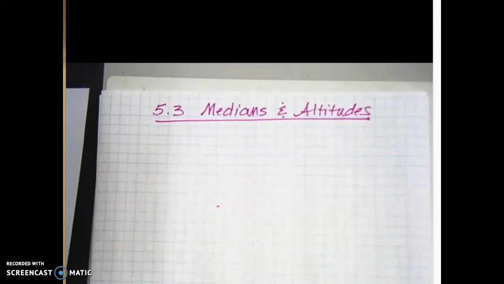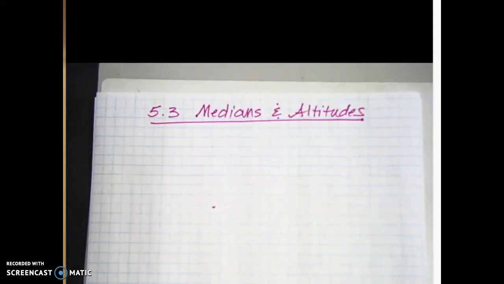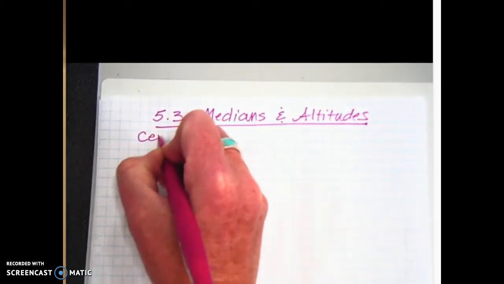The third section of chapter 5 is going to be talking about medians and altitudes, which are the last two columns on your properties chart, right? Okay, so the first thing we're going to talk about is the centroid.